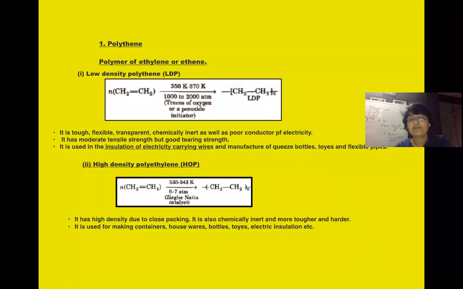Next, we have to read whatever names were given, they were polymers. We have to see exactly the uses of polymers and how these polymers are going to be represented. And the third part, which is very important, which you get in questions here: what are the monomers of these polymers? So first of all, let's see polythene.